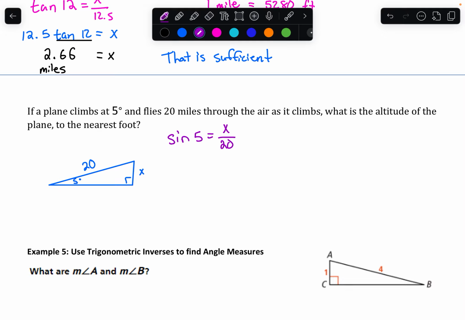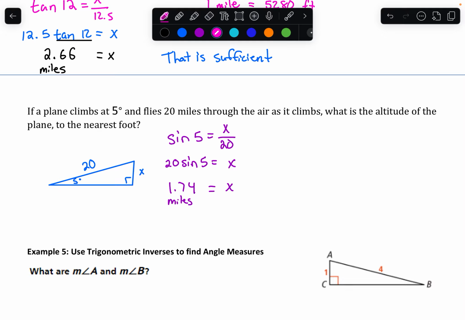So I'll multiply both sides by 20. 20 sine of 5 equals x. And I'll just go to my calculator and I'll bop in 20 sine of 5. And the calculator tells me, hey, that's 1.74. So 1.74 is going to be x. And what that means for me is that's going to be 1.74 miles because my original diagram had 20 in miles. I need to know the altitude to the nearest foot.